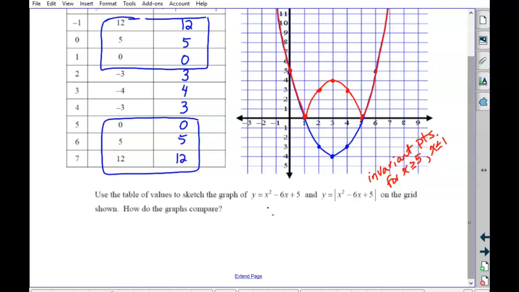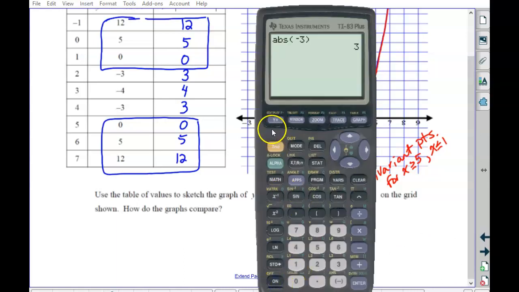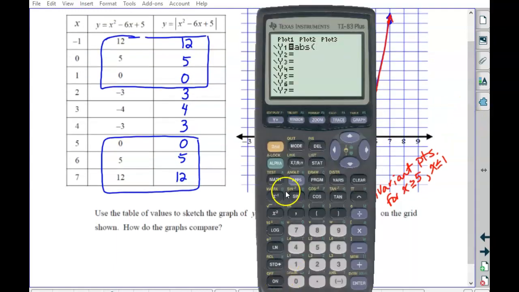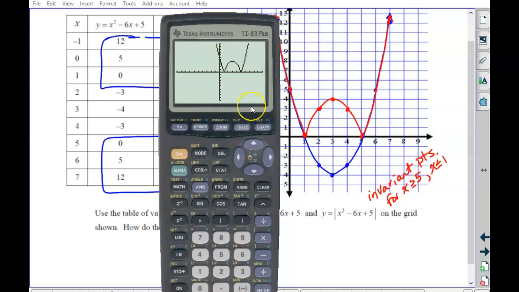If you want to graph that in your calculator to check, go to y equals and go math, num, absolute value, x squared minus 6x plus 5, close the bracket. I'll do a standard screen. And you can kind of see that funny looking W. That's the absolute value.